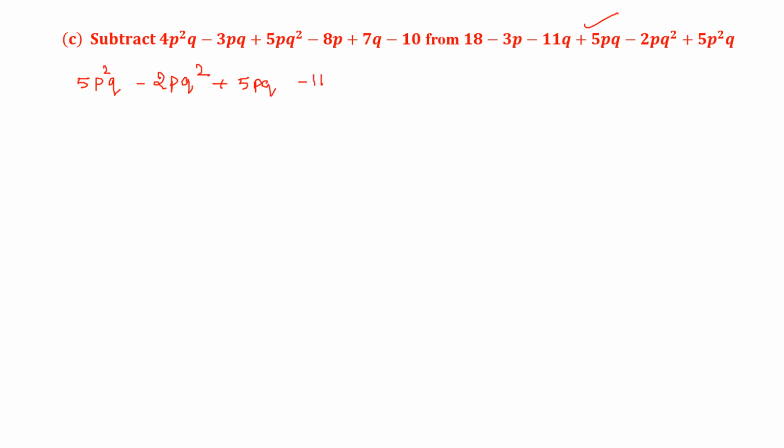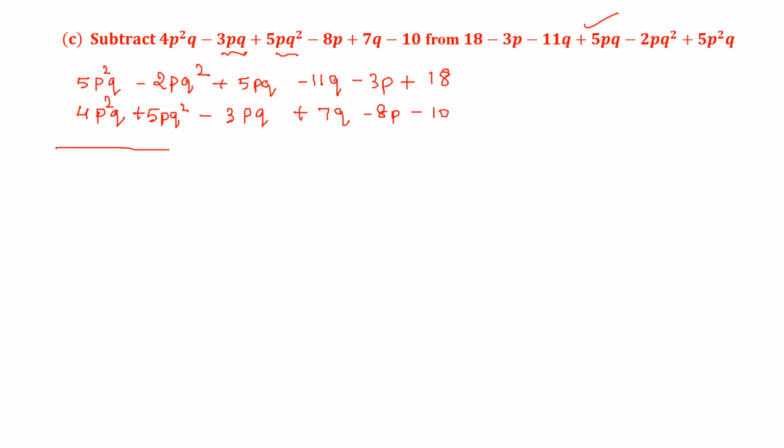minus 11q, then minus 3p plus 18. And then below that you have to write the like terms of the other expression. So it is 4p square q. Then here it is pq square, so pq square is here. So I have to write plus 5pq square. Then minus 3pq, then plus 7q, minus 8p and minus 10. So I've written all the like terms one below the other, right?